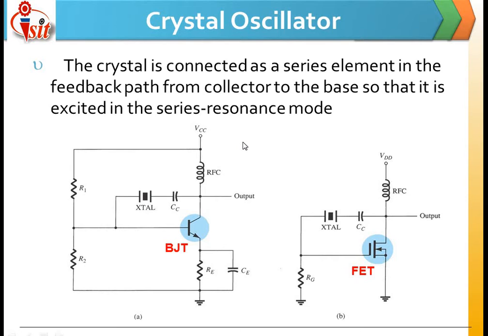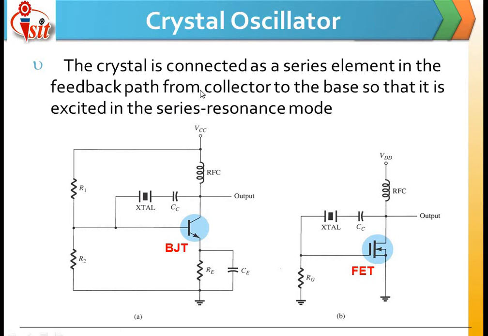Along with that, the crystal oscillator is connected as a series element in the feedback path from the collector to the base, so that it is excited in the series resonance mode. Just see over here, this XTAL is the crystal oscillator, which is connected in a series path related to this BJT transistor, as well as for that FET transistor, where XTL is connected in series. That means the crystal oscillator is used to generate that oscillation. It is connected in series with both circuits.